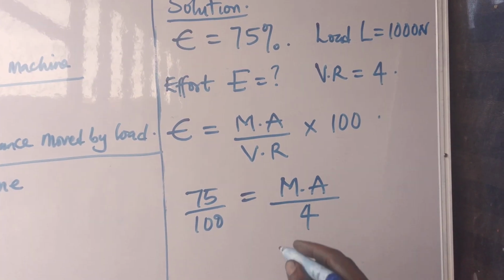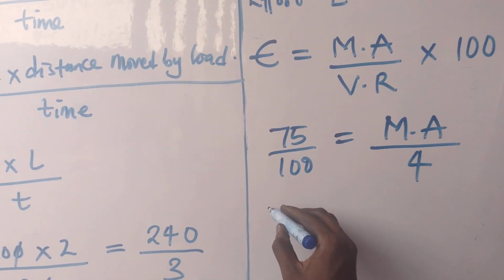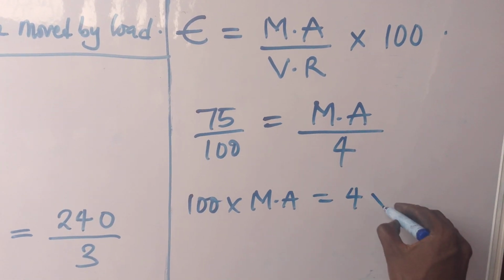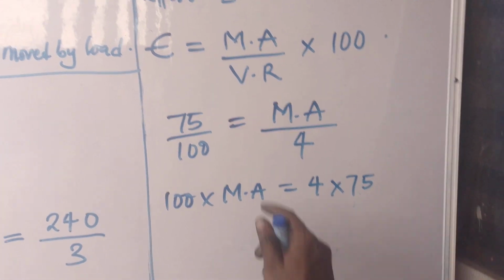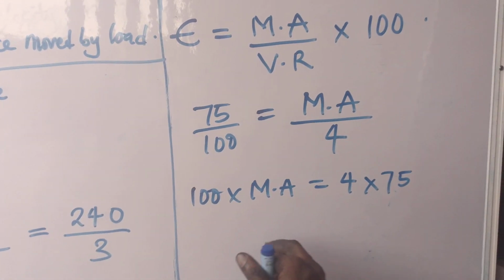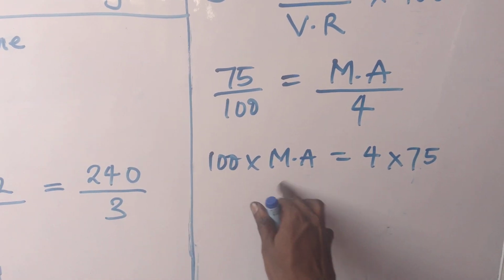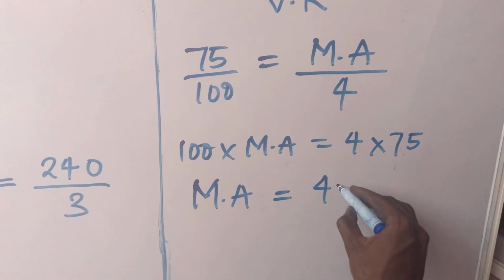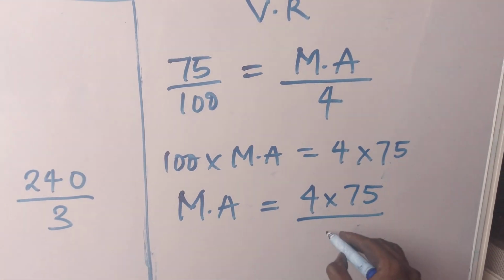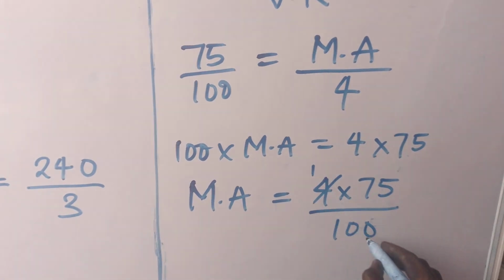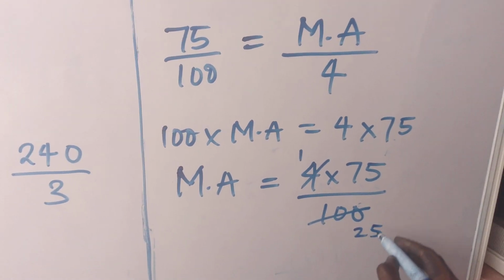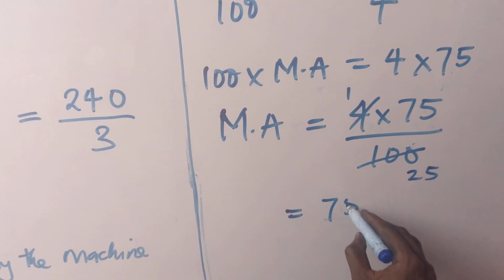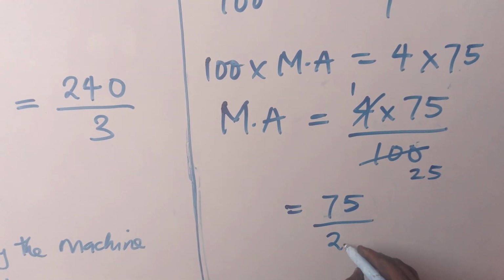So I can then cross multiply. That is 100 times mechanical advantage is equal to 4 times 75. If I divide by the coefficient of MA, which is 100, I'll have MA is equal to 4 times 75 divided by 100. 4 into 100 is 25. So my mechanical advantage now will be 75 divided by 25.